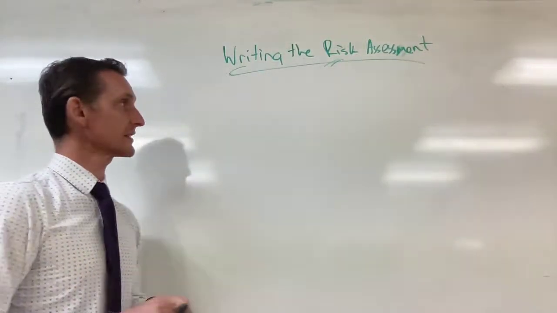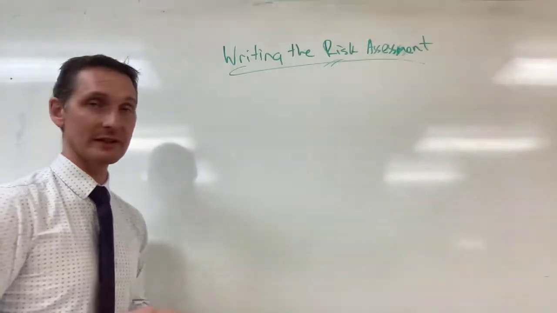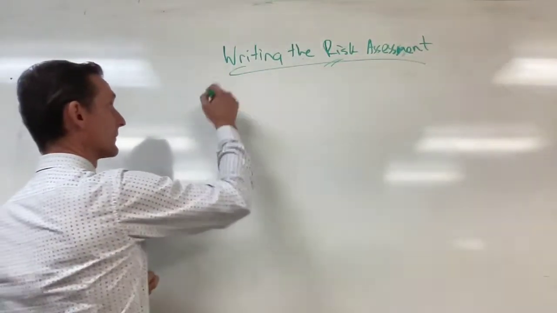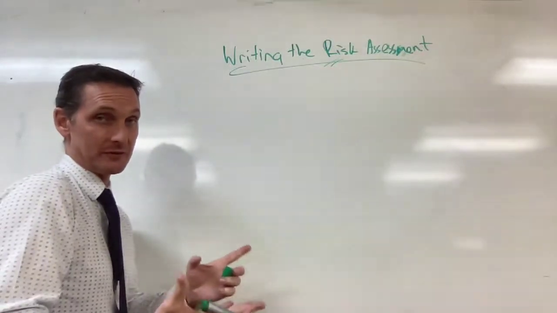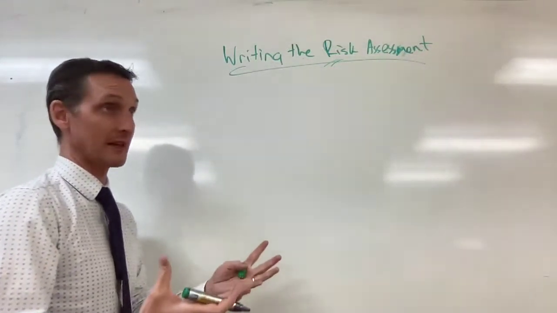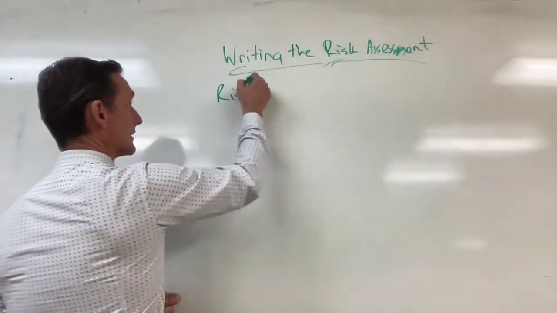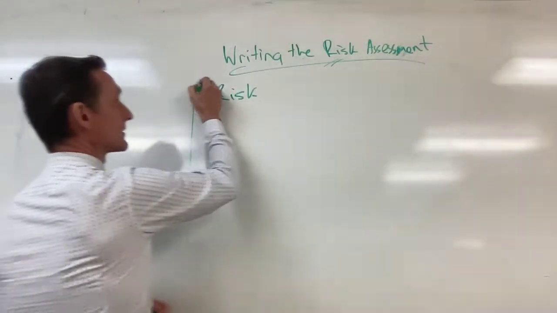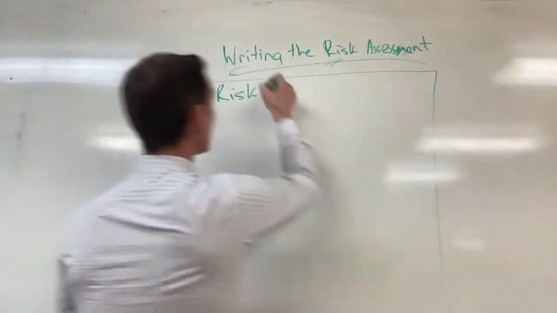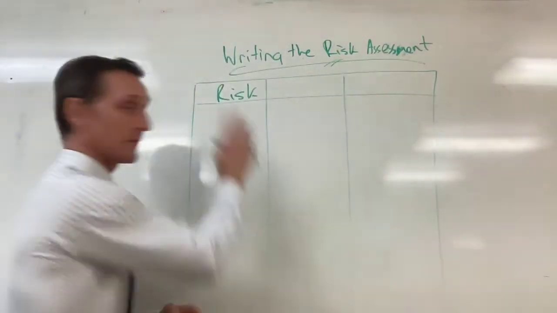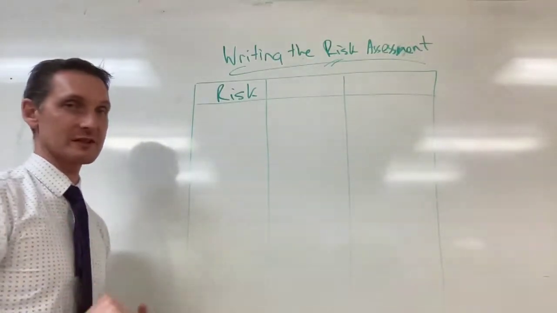When you write your risk assessment, the easiest way to do it is in a tabulated format. So this is the easiest version of risk assessment. There are many complicated versions; this is the easiest one. First, you need to have 3 columns, tabulate it. First column is your risk column.